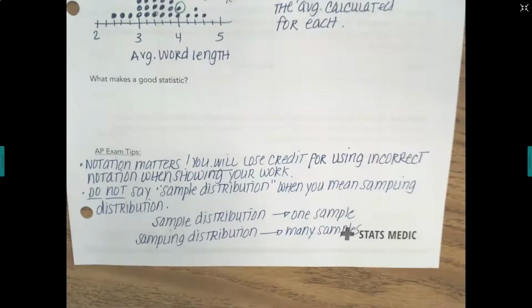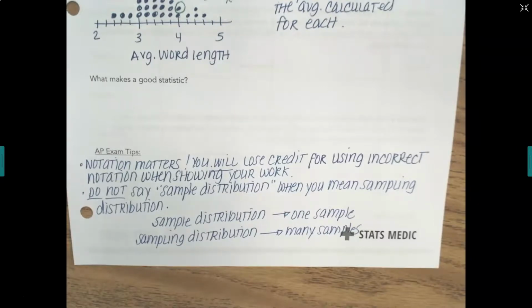Be very careful with your words. You do not want to say sample distribution when you actually mean sampling distribution. A sample distribution is one sample. Sampling distribution represents many samples. And so that's an easy way to lose points by using the incorrect terminology. It seems subtle, but the difference is very important in our AP Stats world. So we want to make sure we use the correct terminology.